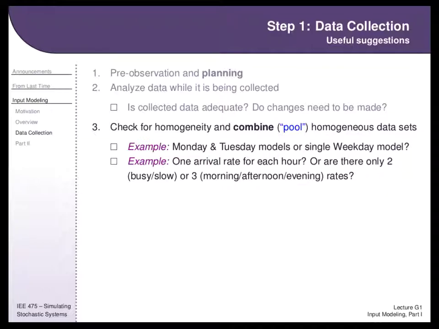Check for homogeneity and combine, or the term we use is pool, homogeneous data sets together. What I mean by that is, let's say you go to a bank and the question is, are Monday and Tuesday different from each other? Isn't there a unique Monday bank distribution that's different than the Tuesday bank distribution? If you notice that when you fit data to the Monday distribution, it's roughly the same as when you fit to the Tuesday distribution, then maybe you can pool these two together into just a weekday distribution. And that will give you more data, which will give you a better fit. So in these cases, don't build separate models when you can combine into a simpler model.